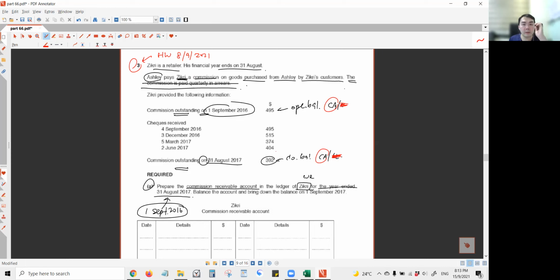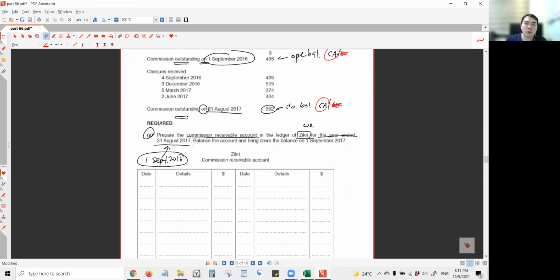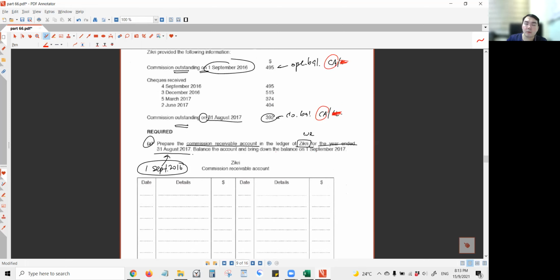Now, once you have determined, we can put these 2 amounts first. Let's put these 2 amounts into the answers area first. 495, write it here. Balance BD. The beginning of the year date, 2016, September 1st. I think I better do the last one at the end, because I still have many figures in between, right?